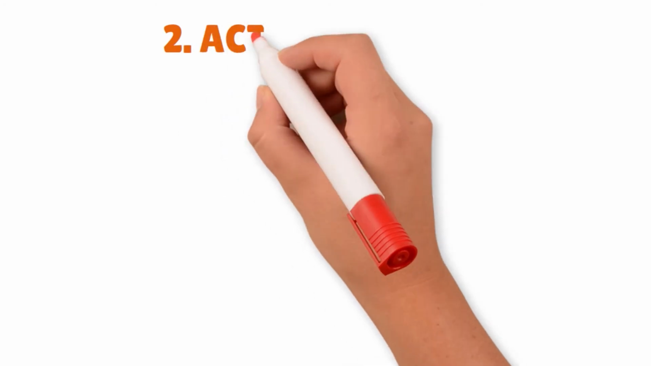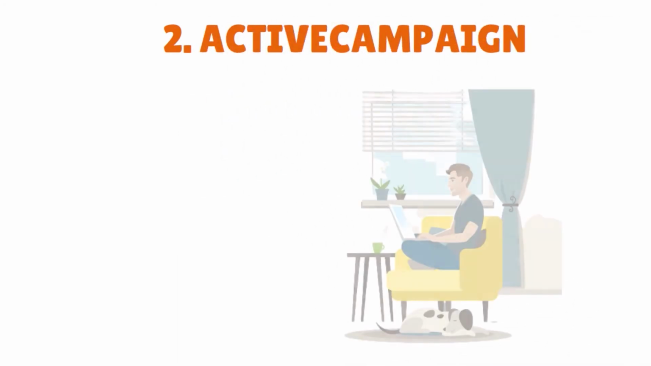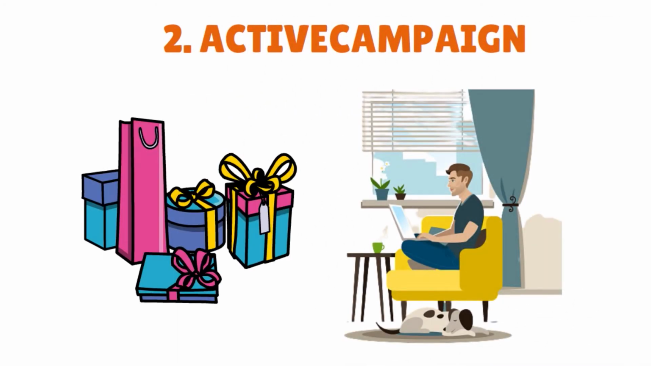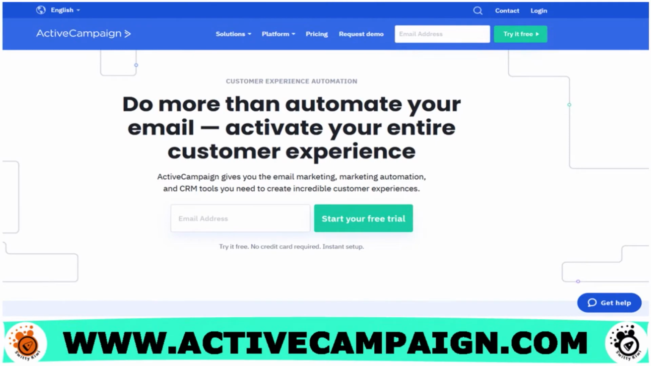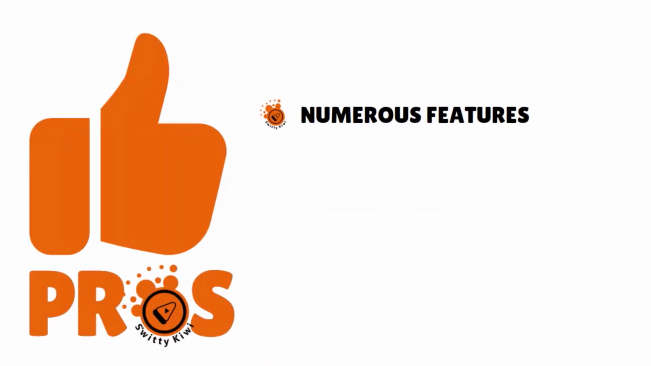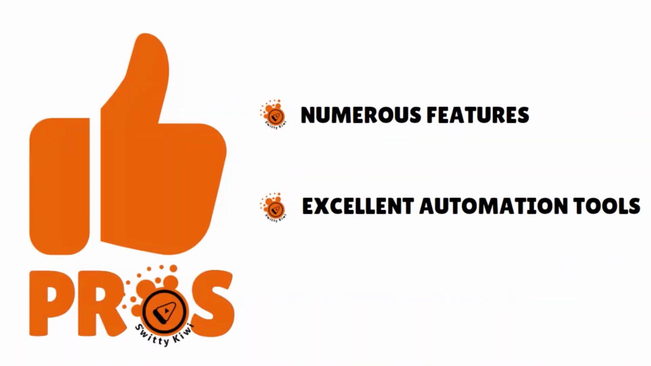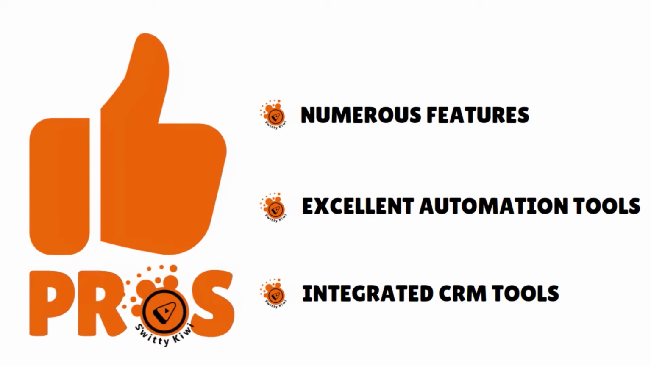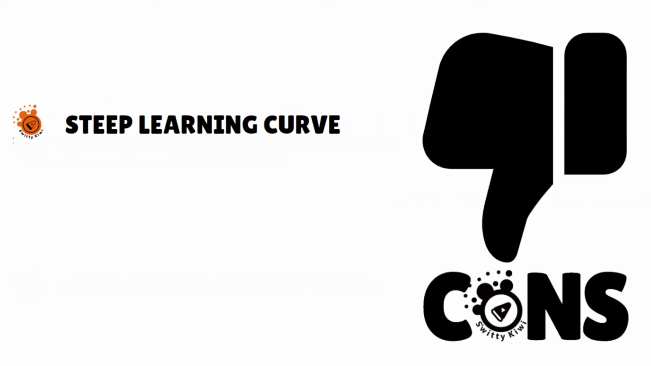Let's now talk about ActiveCampaign. This is a company that was established in 2003, and they are located in the great city of Chicago, Illinois. What are the pros and cons here? So we have pros. You have numerous features, excellent automation tools, and integrated CRM tools. In terms of the cons, you do have a steep learning curve, and it's kind of expensive for small businesses.